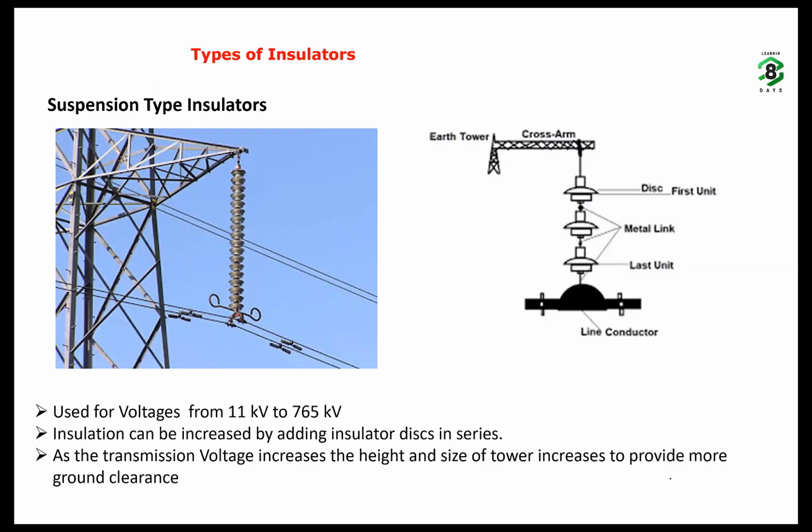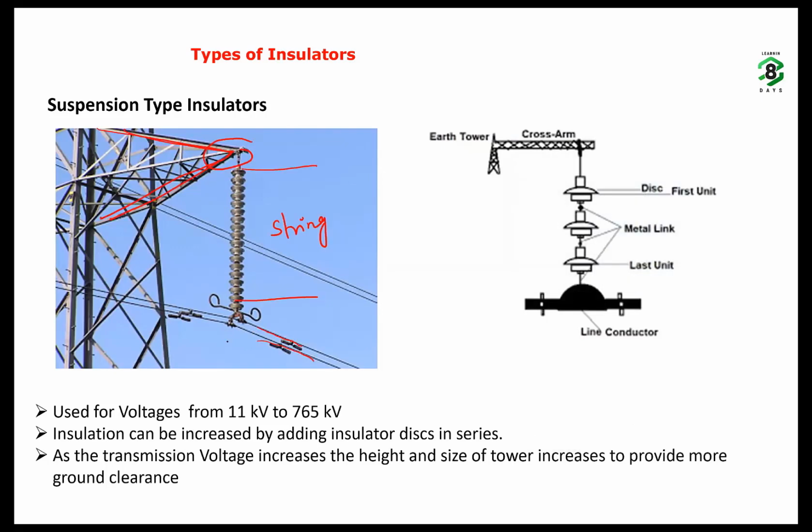The next type of insulators are called suspension type insulators. They are connected to the cross arm. This is called the cross arm of the tower. So they are connected to the cross arm of the transmission tower. See, this is the suspension insulator. It is called a string, and at the bottom it is connected to a conductor.